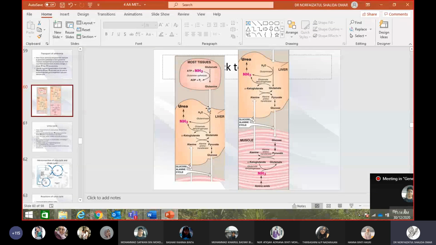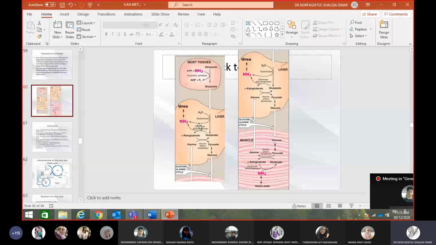In the liver, it will be converted back to NH3. So this NH3 goes to urea. Any question on that? This one is also straightforward. Glutamine is converted back to ammonia. So this one is straightforward.